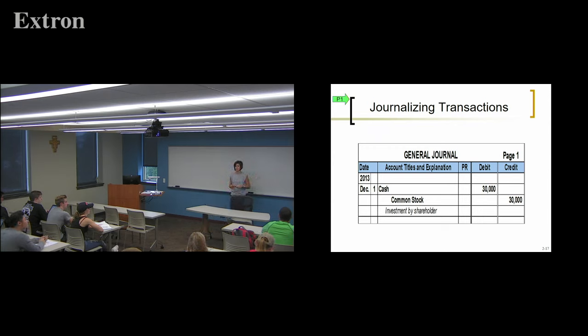And then we have that PR column. What's PR stand for? Who remembers? Post-reference. Yes, thank you. Post-reference. That's going to tell us where this information is going to be transferred or posted to. Because remember, this is just the place where we record what happens. We have another record where we keep track of the balances of all of these accounts after each transaction.